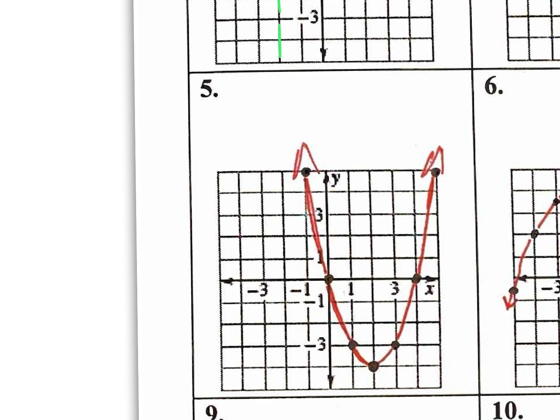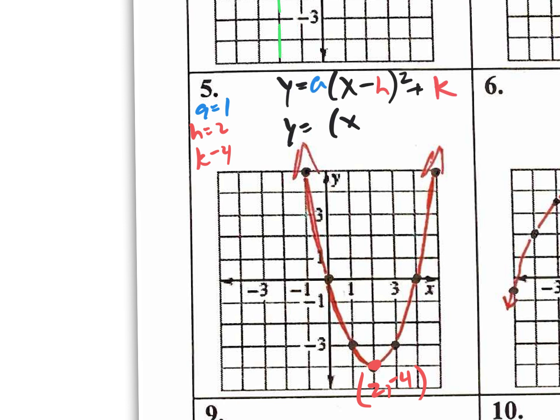What's the a value right there? 1. Yep. What's the h value and k value? Anybody? 2, -4. Okay? That's the vertex, 2, -4. So h is 2, k is -4. When you plug it into the vertex form, use blank spots. And then just simply plug in your values. A value is 1, h value is 2, k value is -4. That's your answer. That's your function, your quadratic function.